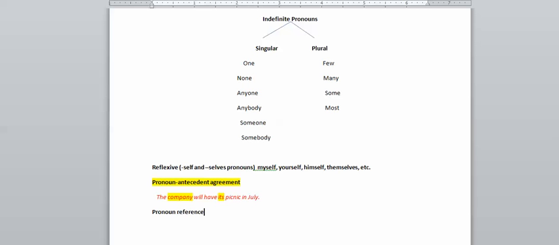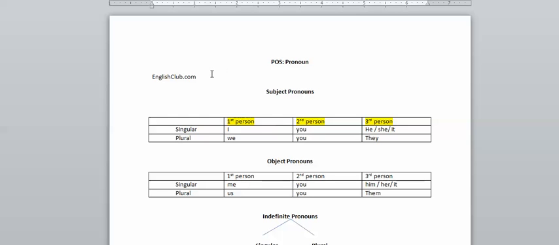Well, that's all I have for you on pronouns. Again, if you want to learn more about pronouns, go to EnglishClub.com. And of course, your book also, I believe, has some good information on pronouns.